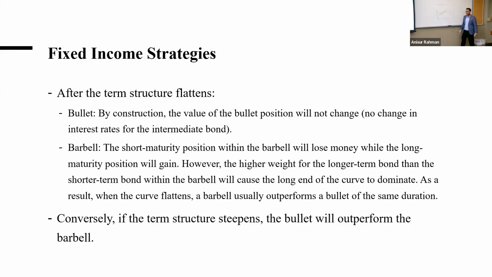short-term rates will decrease, long-term rates will increase. Because the barbell has a higher weight in the long-term bond, it will lose more, and it will underperform. The barbell will underperform the bullet, right?